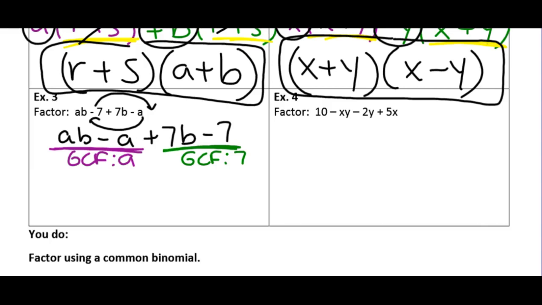Something else I want you to notice that I did. My first term in this one had a b, so I made sure my first term in that group also has a b. That's just going to ensure that my common binomial is going to be the same.